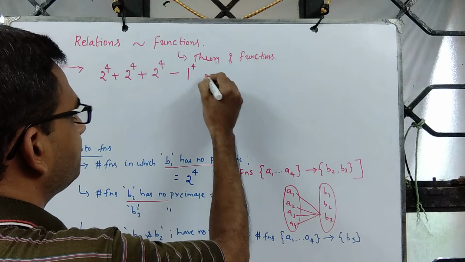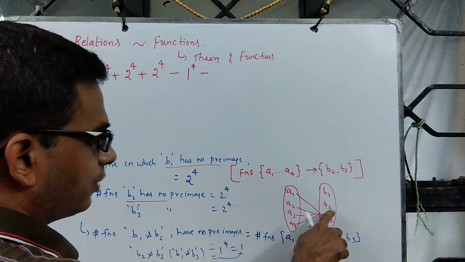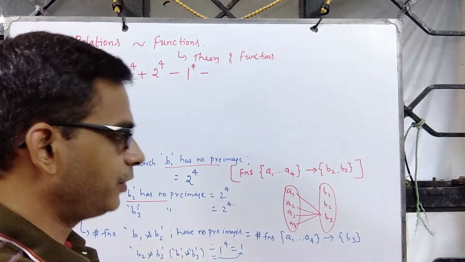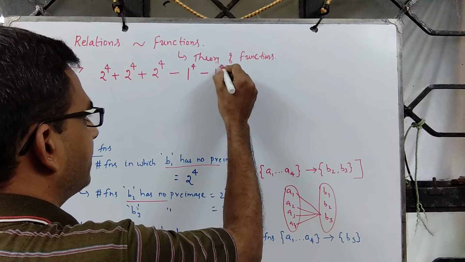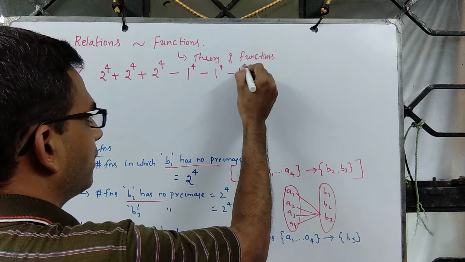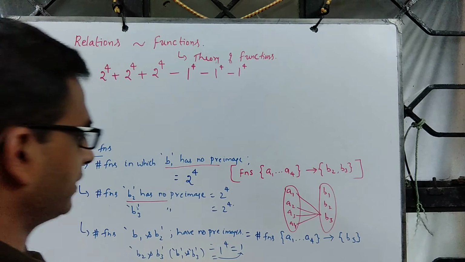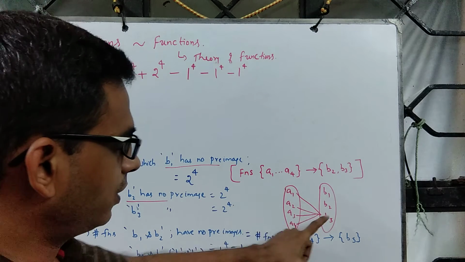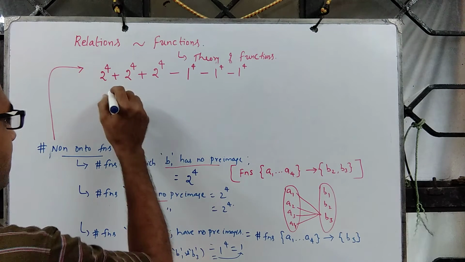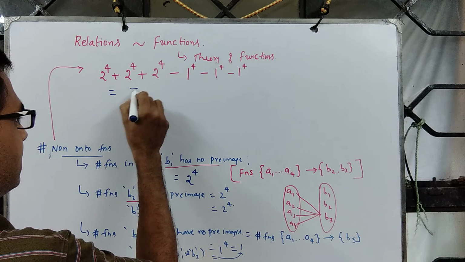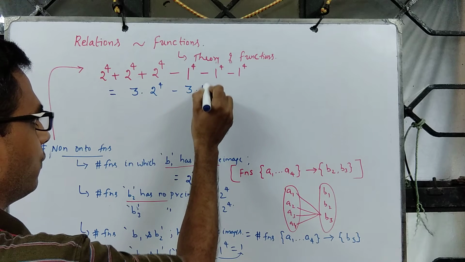So 1 power 4 minus, same thing, B2 and B3. All those functions in which B2 and B3 have no pre-images have been counted twice, subtract. Then B1, B3 counted twice, subtract. So the number of non-onto functions from A1 to A4 to B1 to B3 is precisely this. You can write this in succinct form, which is 3 into 2 power 4 minus 3 into 1 power 4.